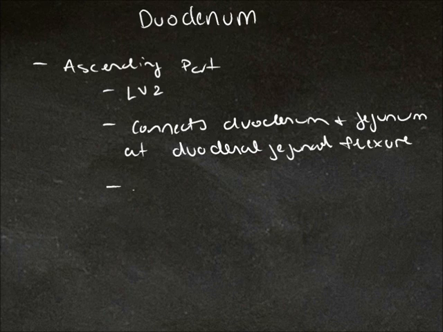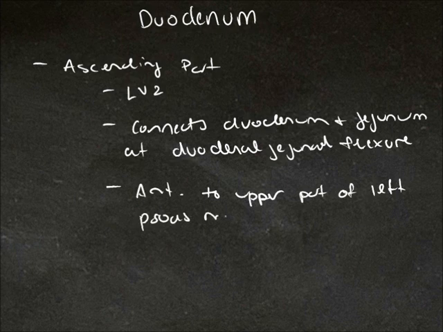It is anterior to the upper part of the left psoas muscle and is medial to the left kidney.